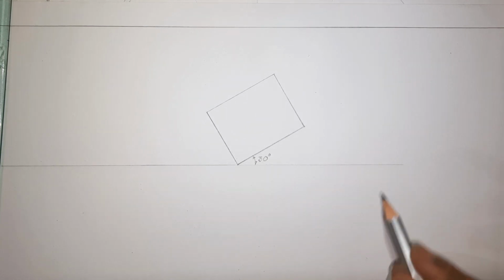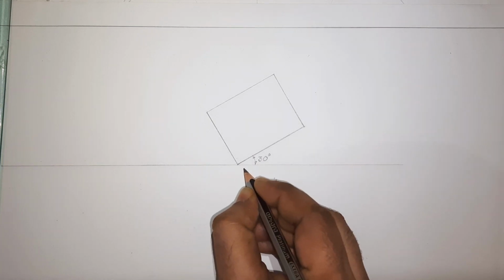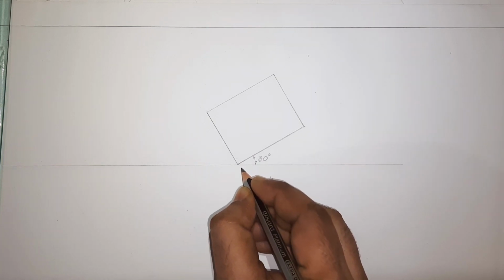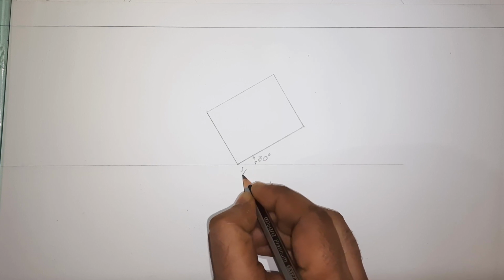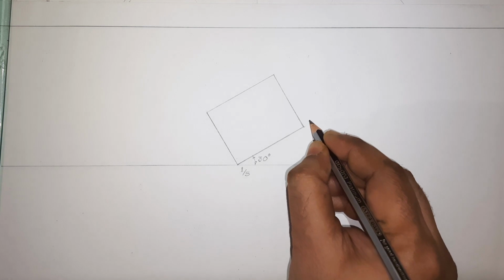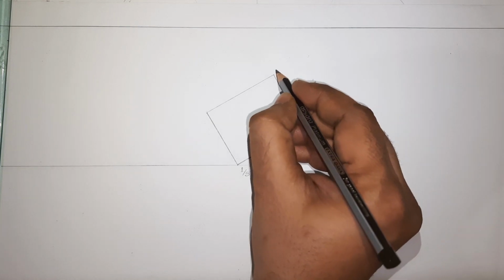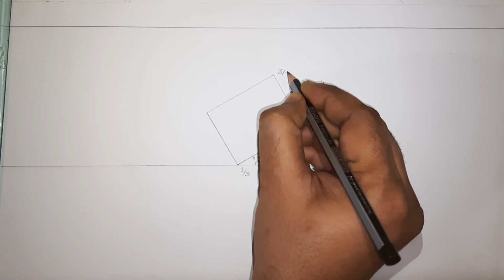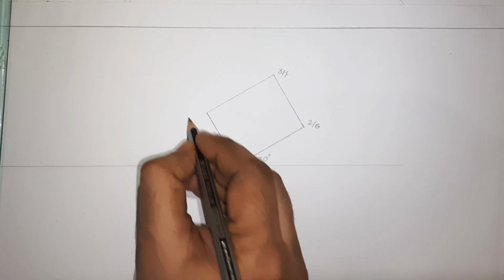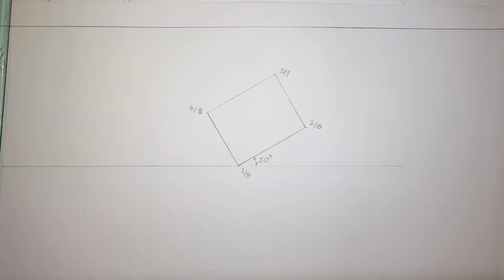Now we will label the points. This point will be point number 1 and 5. This is going to be point number 2/6. This is going to be 3/7. And this will be 4/8. Now we will locate the station point.